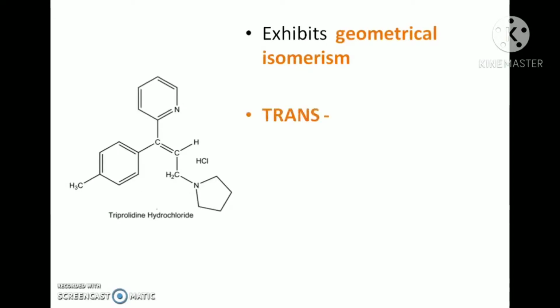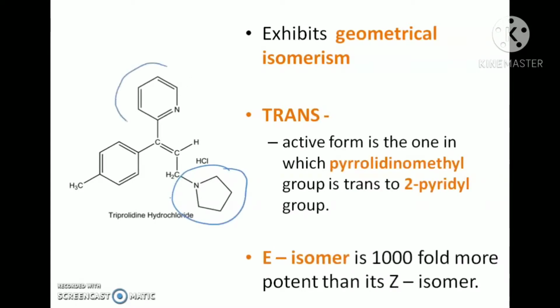So we have already mentioned that since it carries a carbon-carbon double bond, it exhibits geometrical isomerism. The trans form is the active form. And it is found that the E isomer, which exists in this trans form, is 1000 times more potent than the Z isomer.